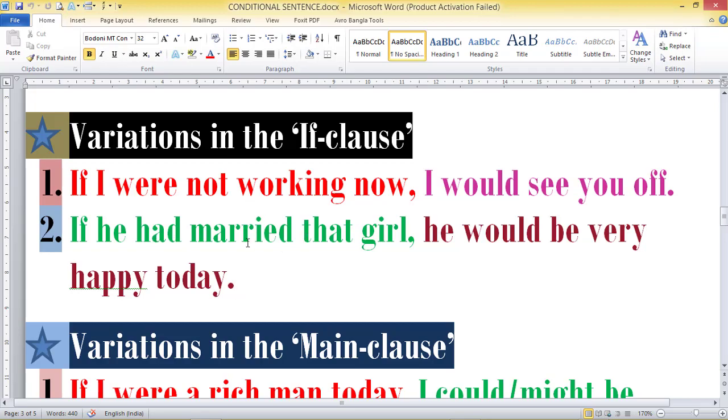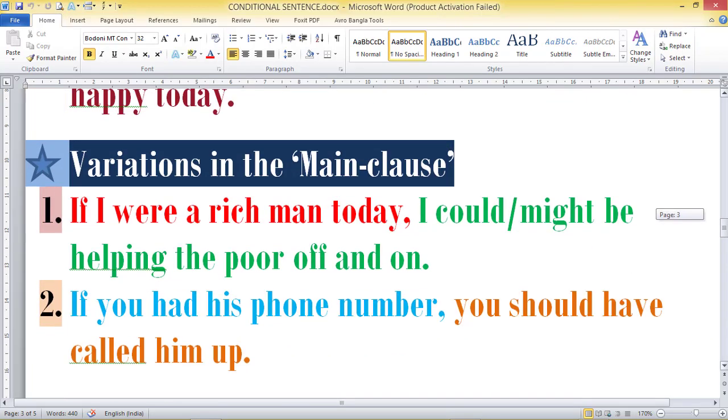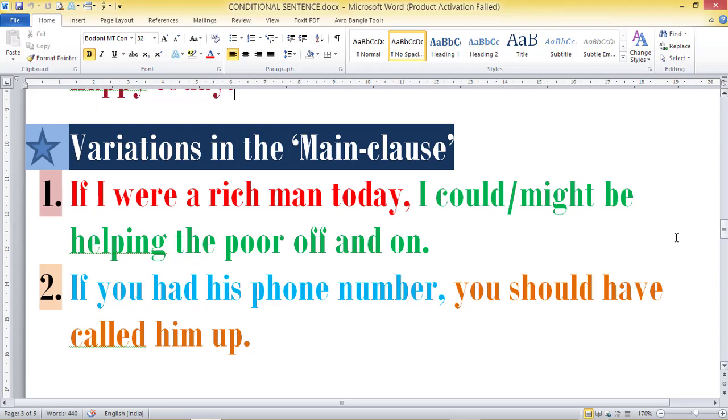Now let's go to the variations in the main clause. So certain variations in the main clause are also permissible or possible as per situation, if situation demands. Let's go to the first sentence. For example, if I were a rich man today, I might be helping the poor of an arm.